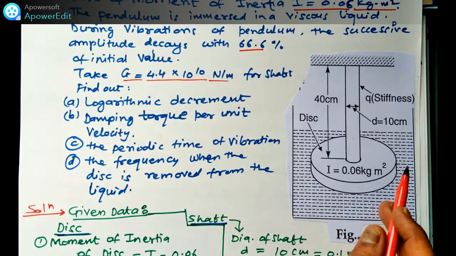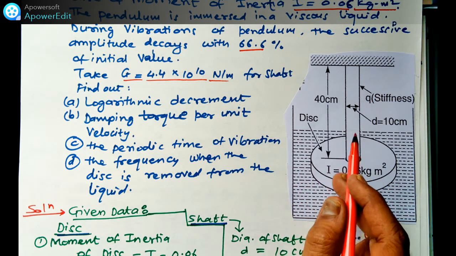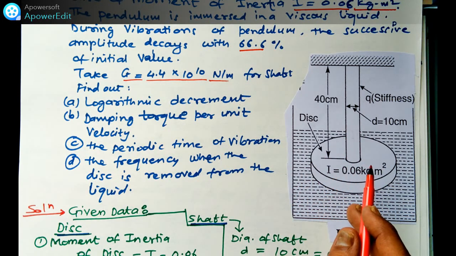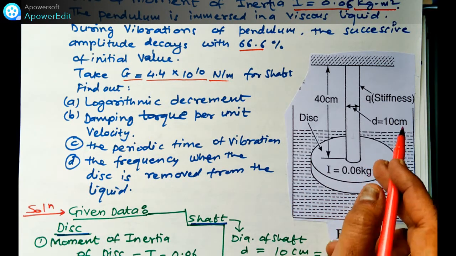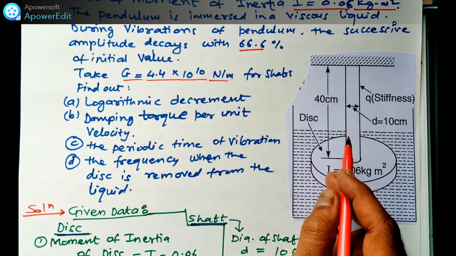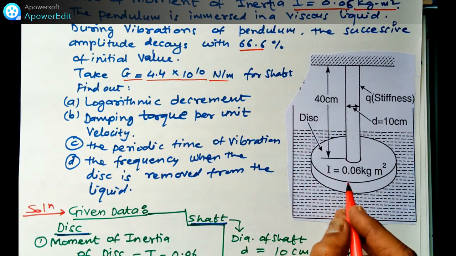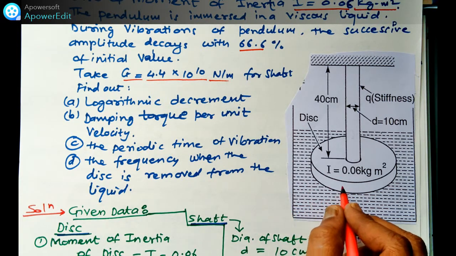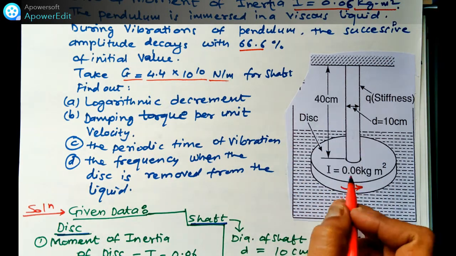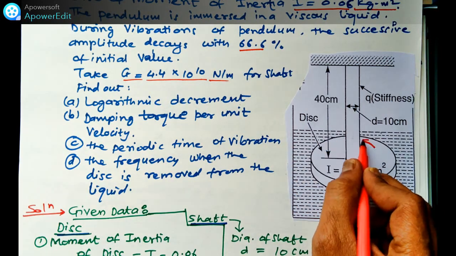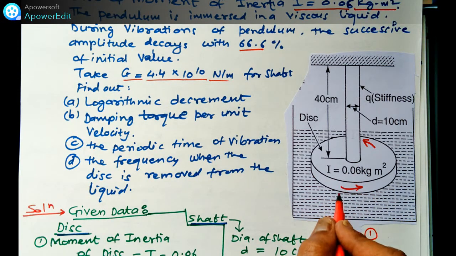This is a container in which this shaft along with the disc is immersed. We are rotating this disc, so it will generate the torsional vibration. Due to this rotation of the disc, it will create a torsional vibration. The rotation is circular, and it will rotate in this direction or in this direction. So what is given in this numerical?